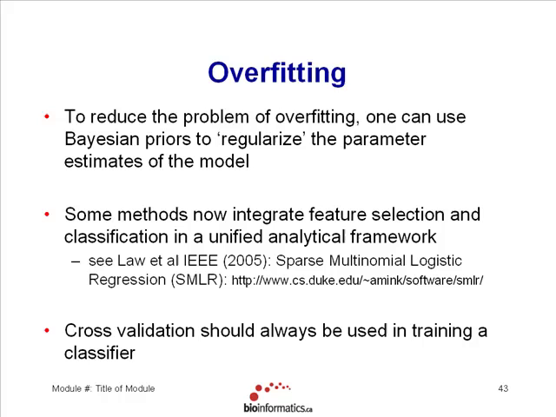and gene expression. So there's a really nice piece of work here by Alexander Hartemink at Duke. So there's actually software that you can just import your labeled gene expression data into, and it'll simultaneously classify and do the feature selection. So at the end of the day, you not only get a classifier, but you get the most discriminative set of genes. And that can tell you something about biology as well. So again, cross-validation should always be used in training a classifier.